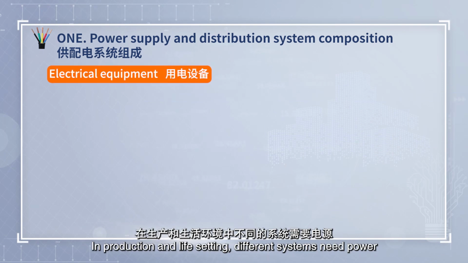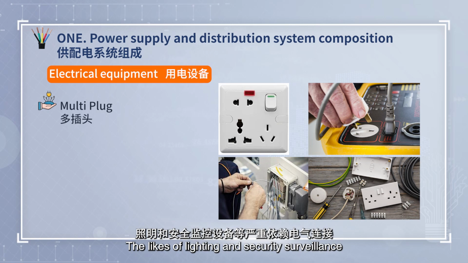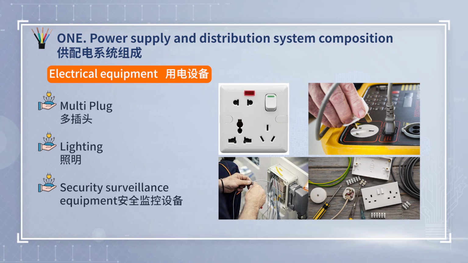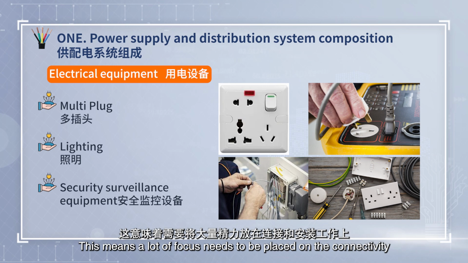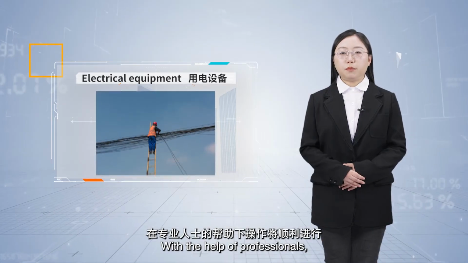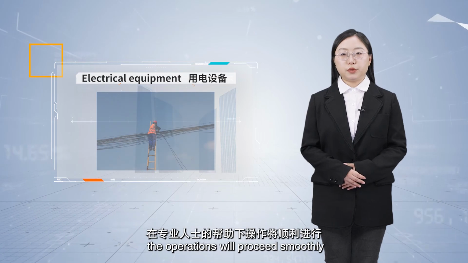In production and life settings, different systems need power. Lighting and security surveillance equipment rely heavily on electrical connections. This means a lot of focus needs to be placed on the connectivity and installation work. With the help of professionals, the operations will proceed smoothly.